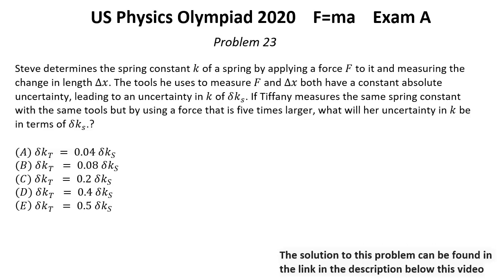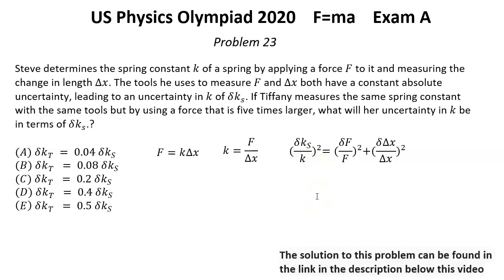Solution for problem number 23. First, let's write Hooke's law for this spring. We have force F equal to spring constant K multiplied by dx, the change in length. From here, K equals F over dx, and in that case we can count the relative uncertainty for the measurement of K. This is the one for Steve.